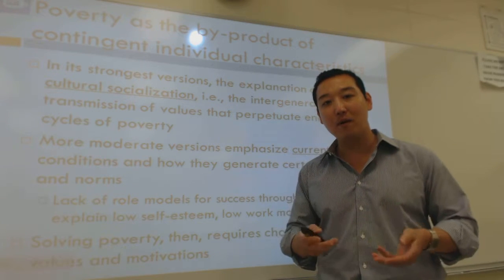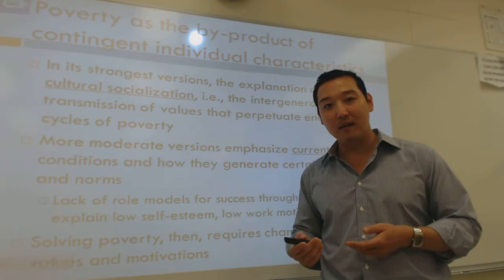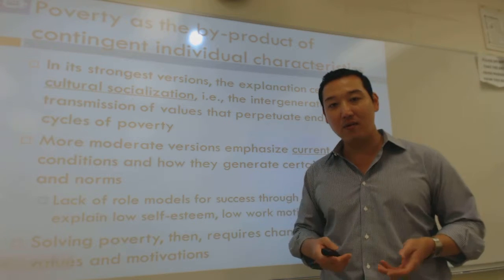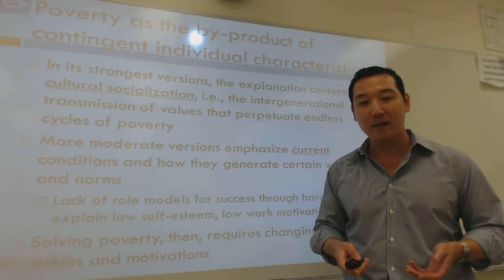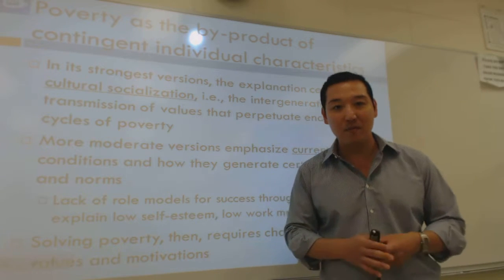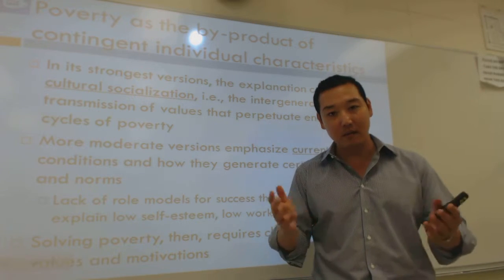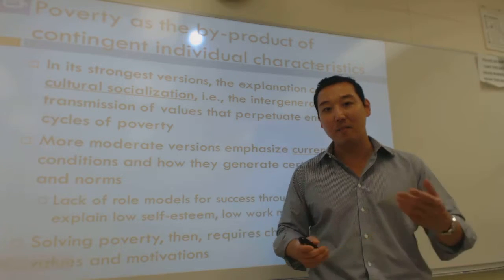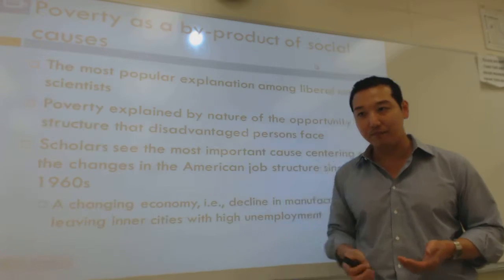And so, a little more optimistic than IQ differences, or the first explanation certainly, is that we can change people's culture and teach people the right values, provide the right role models, and the poor will get ahead in our society. That might be the solution, right?